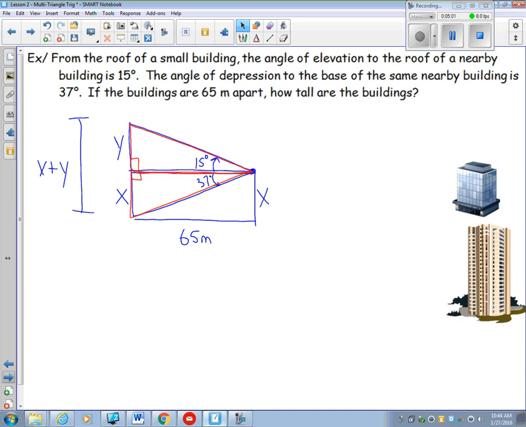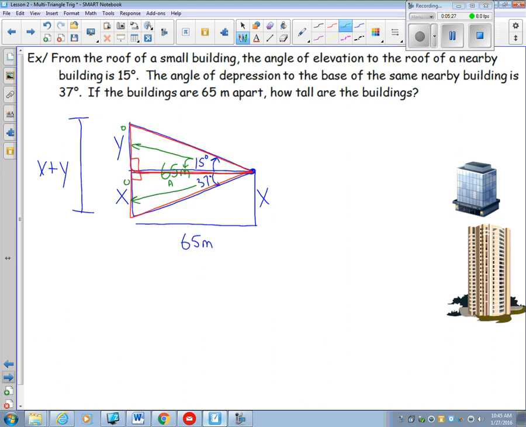65 meters, the distance between the buildings, could be at the bottom here, or couldn't I move that to the top too, right? Doesn't it have the same distance? Yeah, so if I put that back there for just a second, I know this is 65 meters. If I look at these two separate triangles, look at the 15 triangle. Well, this would be my opposite. This would be my adjacent. That tells me tan. If I look at the 37 one, this is my opposite, and this is my adjacent. That's also tan. It's the same question with just two different angles.